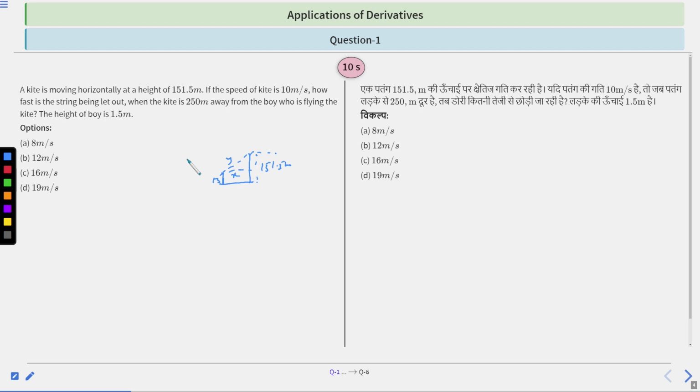Clear? So you just have to write the relation between y and x using Pythagoras theorem, that is y square is equal to 150 square plus x square, since 151.5 minus 1.5 is 150. After that we can differentiate throughout with respect to t. So you will get the relation between dx by dt and dy by dt. So in this way you can approach this question. We have 10 seconds to solve this question. After 10 seconds we will discuss the solution.